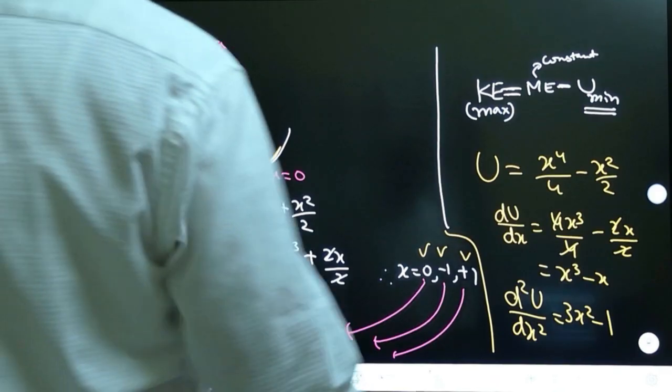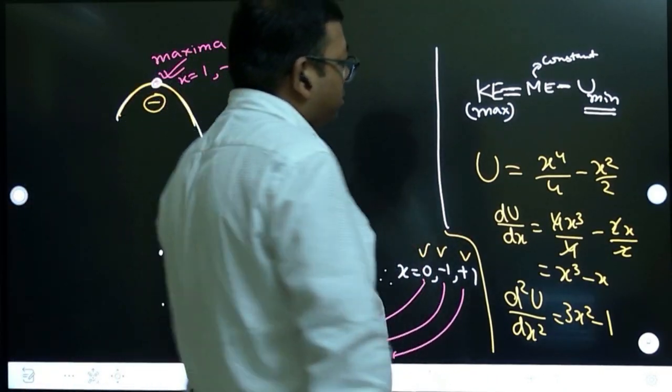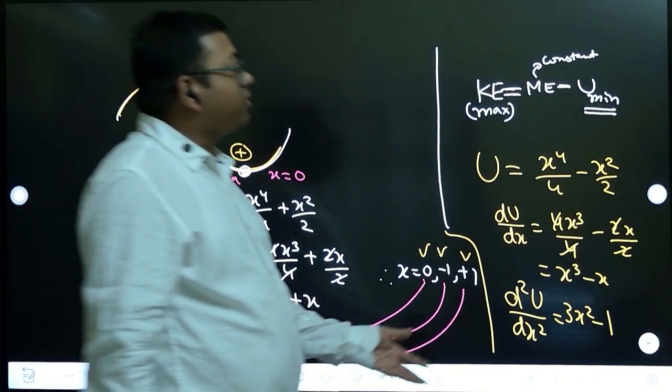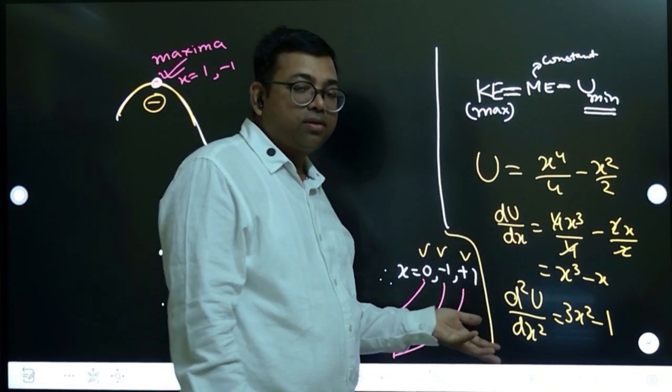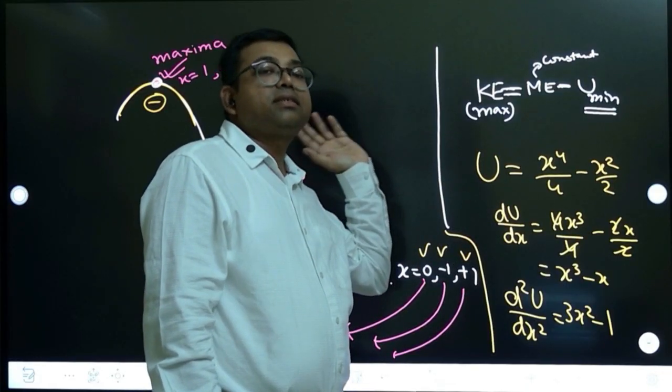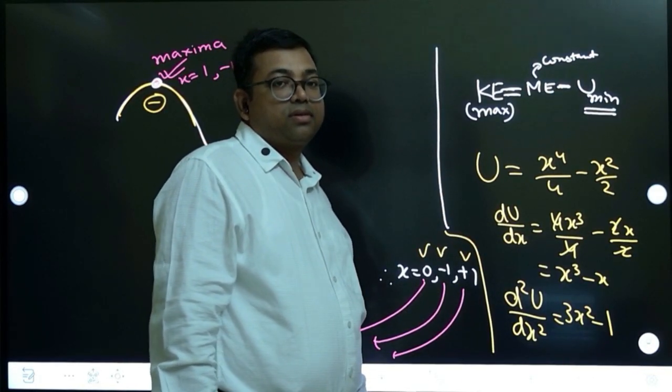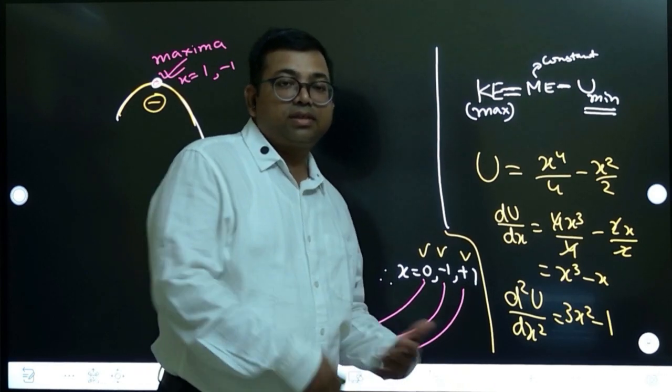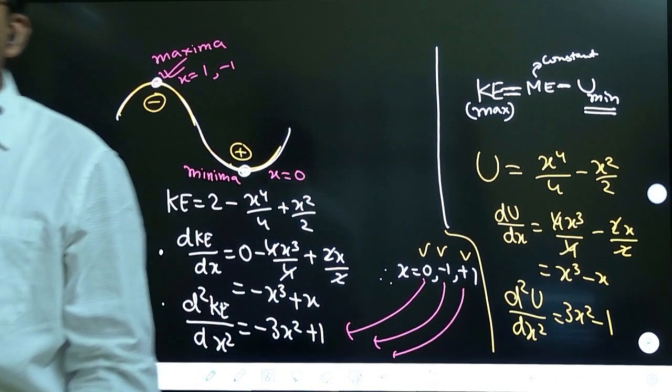That is minus 2, that is plus 2, right? It will differ, because here you want minima, and here I want kinetic energy maximum. Correct? That's why it is opposite now.